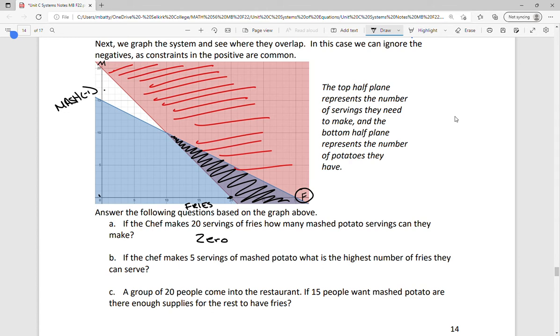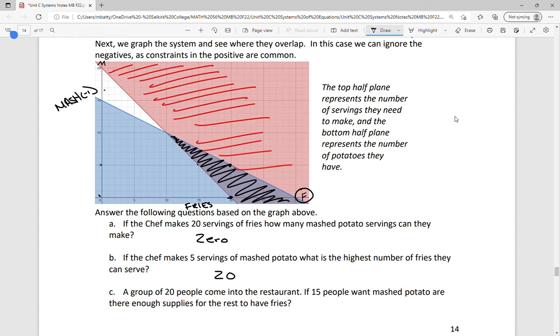If the chef makes 5 servings of mashed potatoes, what's the highest number of fries that they can make? So you read over here, the highest number of fries they can make is 20, right? We can read that off the graph. That would be really hard to do without the graph to look at.